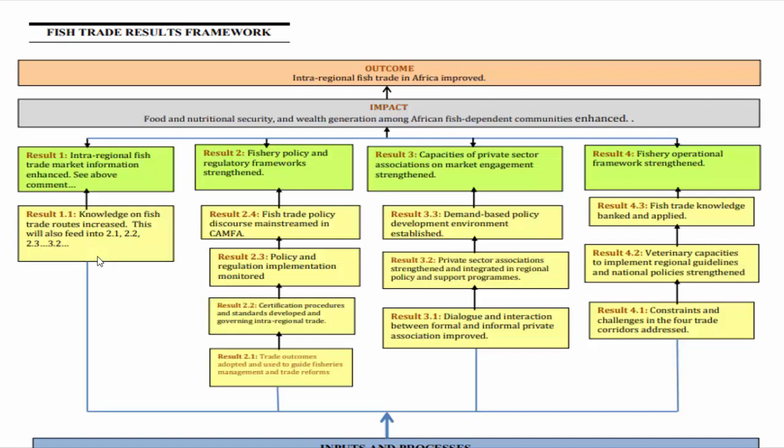And this is an example of a results framework. I got this from the internet: you can just type fish trade results framework or M&D framework.